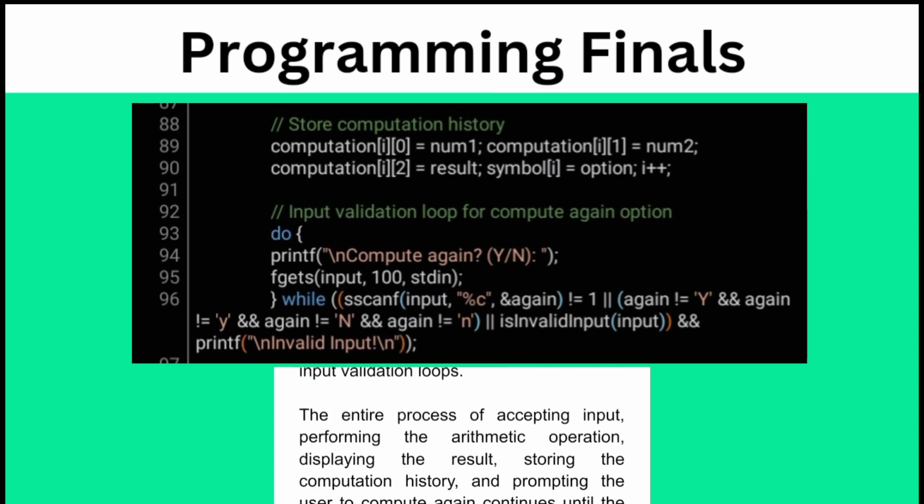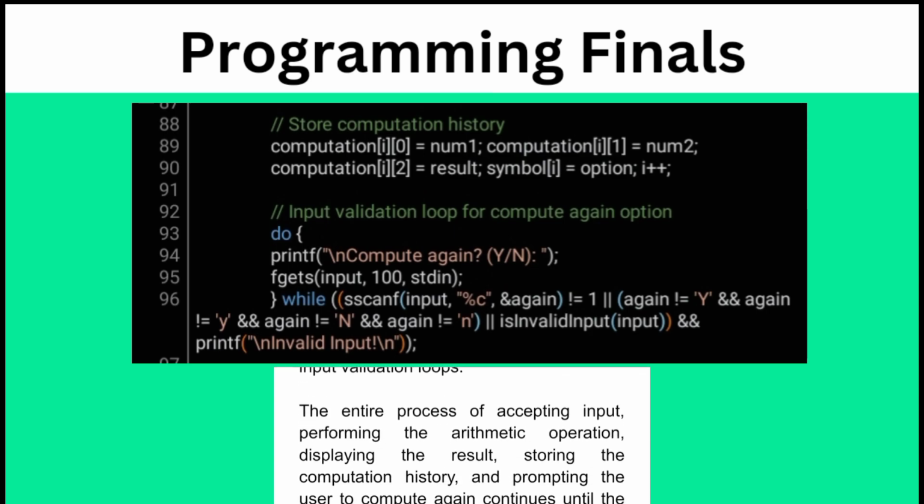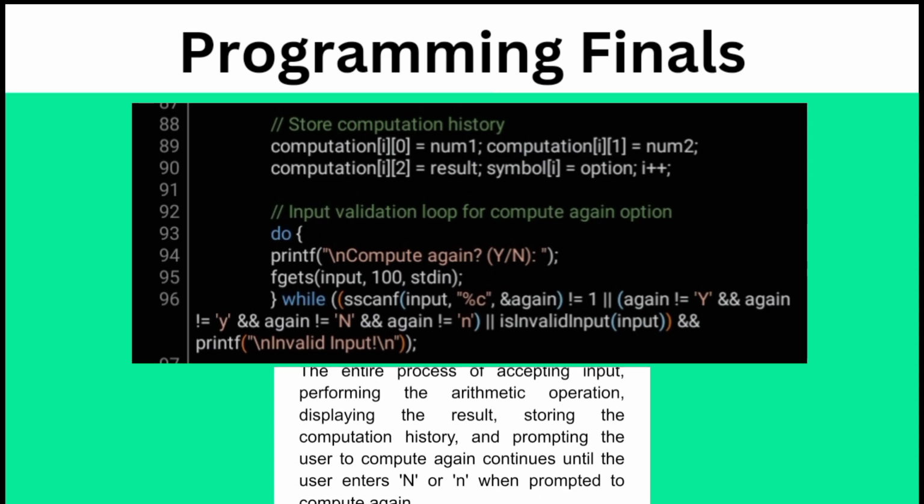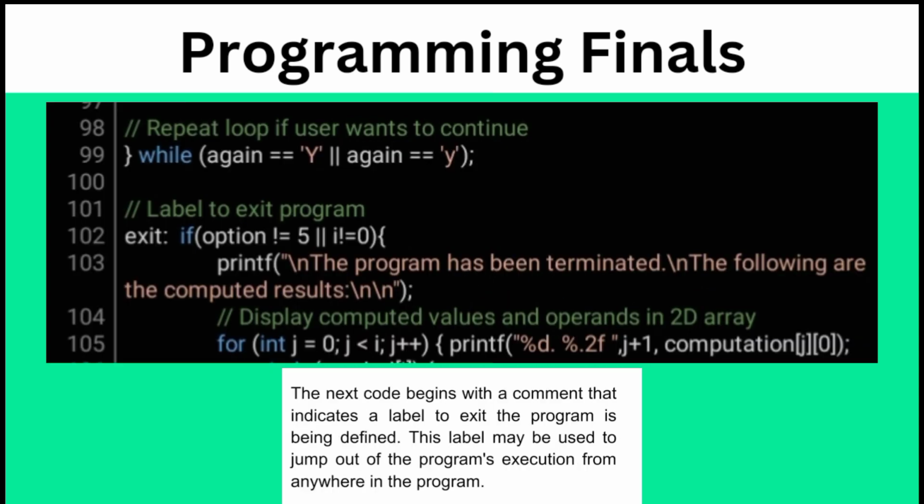The entire process of accepting input, performing the arithmetic operation, displaying the result, storing the computation history, and prompting the user to compute again continues until the user enters n or N when prompted to compute again. The next code begins with a comment that indicates the label to exit the program is being defined. This label may be used to jump out of the program's execution from anywhere in the program.